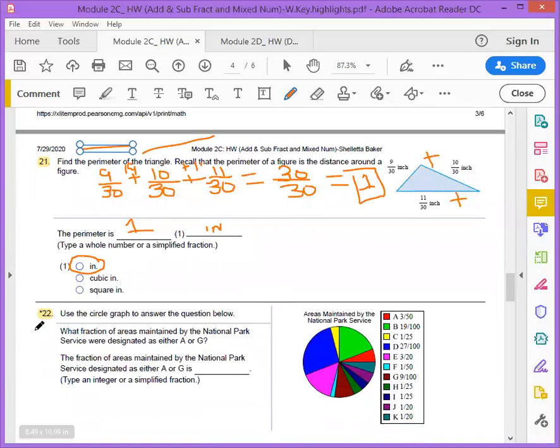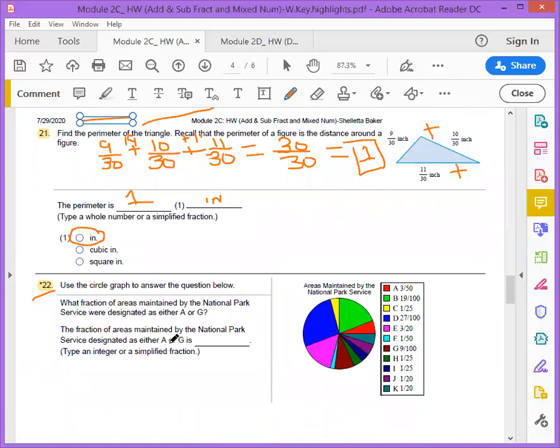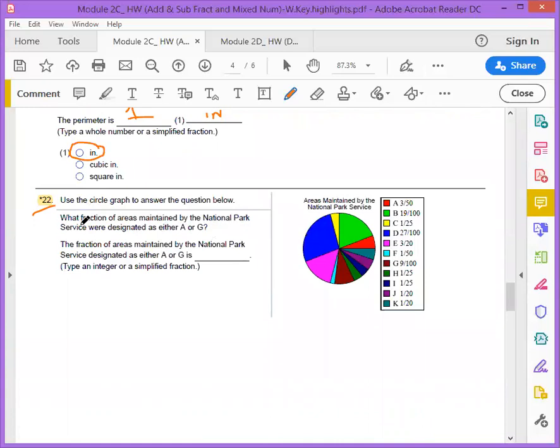All right, let's look at number 22. Using this circle graph, we want to answer the question, what fraction of areas maintained by the National Park Service were designated as either A or G? So look at our A. Our A is 3/50. And letter G is 9/100. So what fraction is maintained by these two sections? We need to add them together. 3/50 plus 9/100.